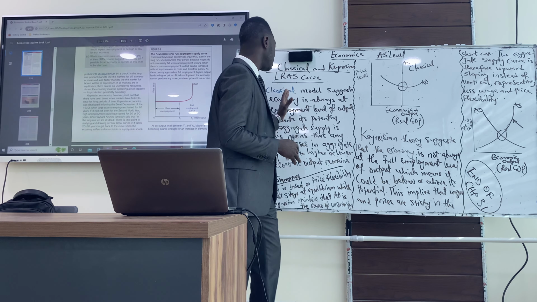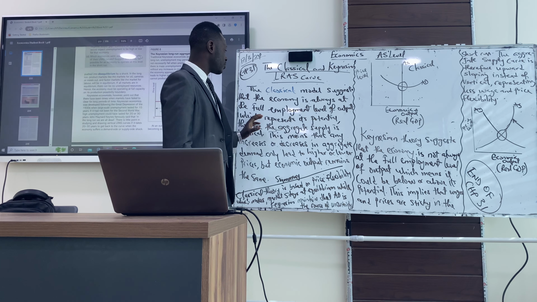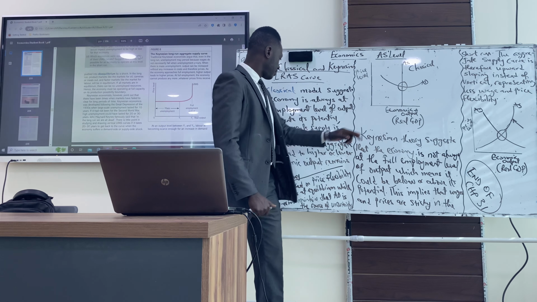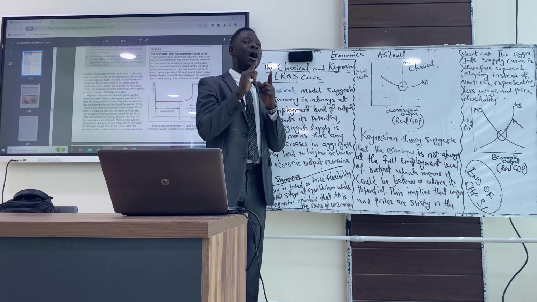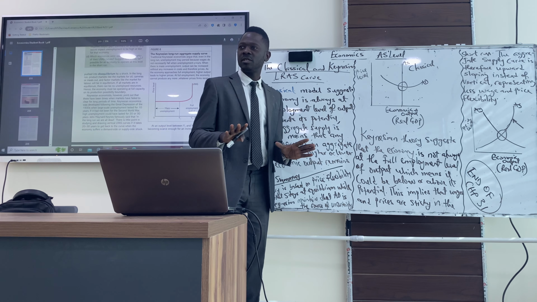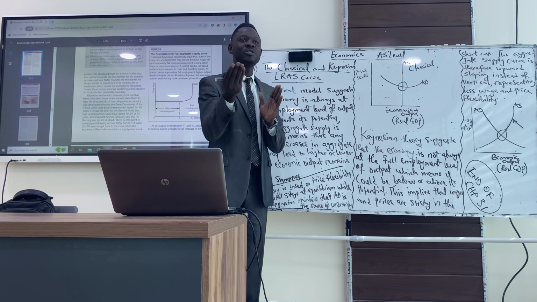So for the classical, what do they say? They suggest that the economy is always at the full employment level of output, which represents its potential. Therefore, the aggregate supply is vertical. It's always vertical. Why? Because no matter what happens to aggregate demand, output will not increase in the economy. The only thing that will change is the price, based on an increase or decrease of aggregate demand.